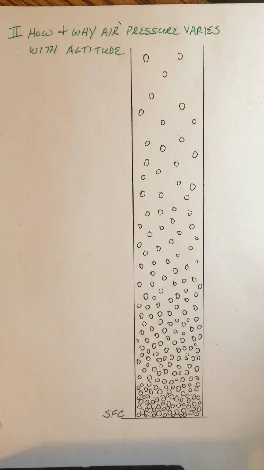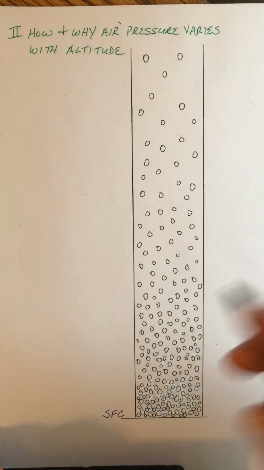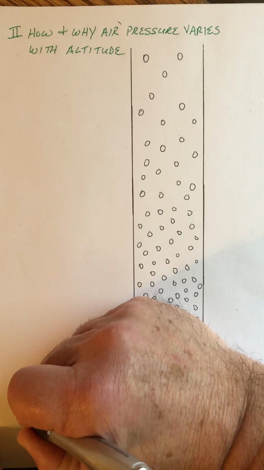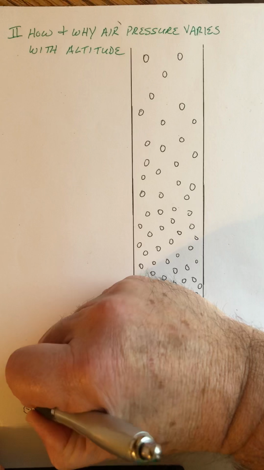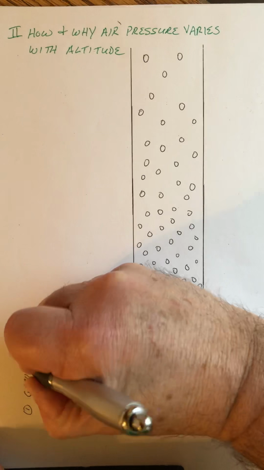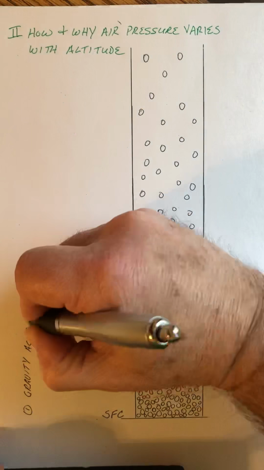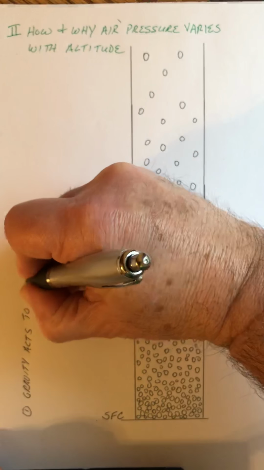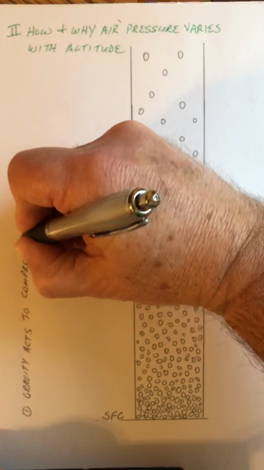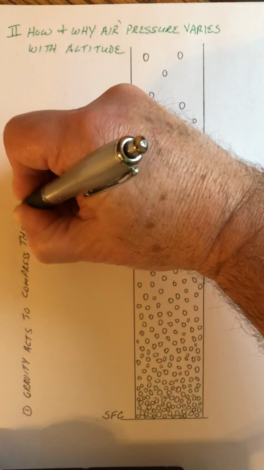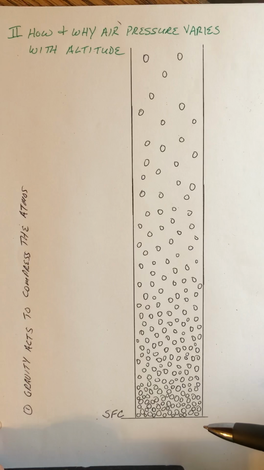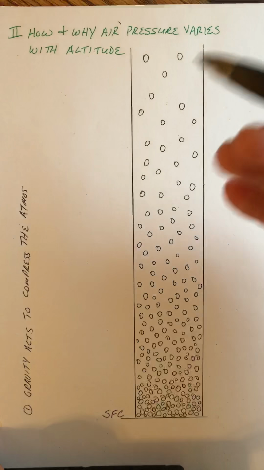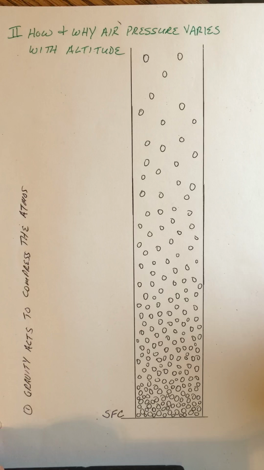Okay, so if we look at the distribution of the air molecules in this column of air, what do we observe? Forgive me for writing sideways on this, but this is the way that it's going to fit. The first thing we observe is that gravity acts to compress the atmosphere. That's just a fancy way of saying that we find more air molecules near the surface because the atmosphere is compressing due to the impact of gravity.